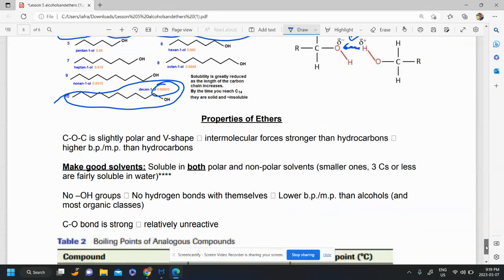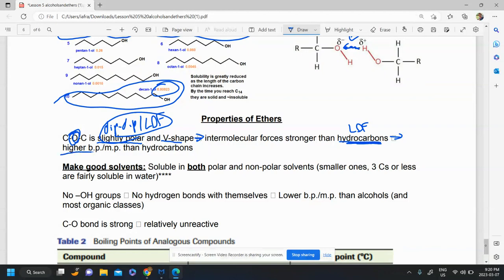And now we get to ethers. Ethers don't have the same polarity as alcohols. They don't have the OH group. There is an O there, so it is slightly polar as a result, since it is polarized in this bond area. It's not an equal share, and it's V-shaped. Because it's slightly polar, it does have intermolecular forces that are stronger than hydrocarbons, because hydrocarbons can only do LDF, whereas this slightly polar area can do a little bit of dipole and some LDF as well, right? Because every molecule has LDF. So intermolecular forces are stronger than hydrocarbons if you have an ether.